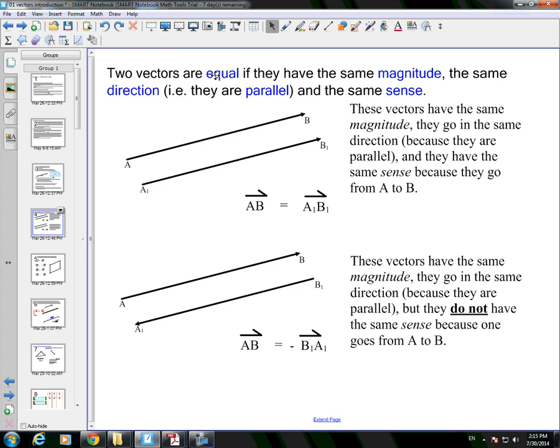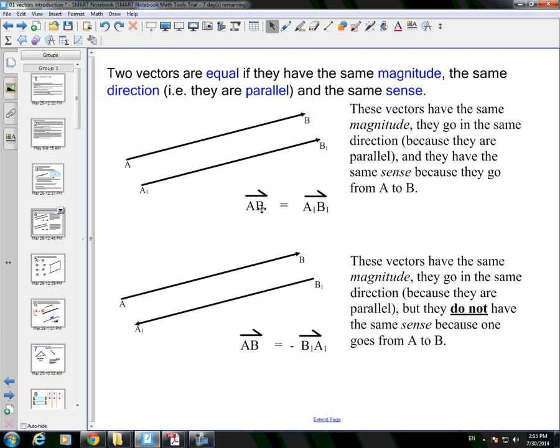The next concept is called vector equality. When are vectors equal to each other? Essentially, if vectors have the same magnitude, the same direction, that is, they're parallel and don't intersect, and they have the same sense, that's important, then those vectors are considered to be equal. For example, here we see two vectors AB and A1B1. They are in the same direction, and they have the same sense, and they have the same magnitude, and therefore it is safe to say that even though these are in different places in space, they are in fact equal vectors.